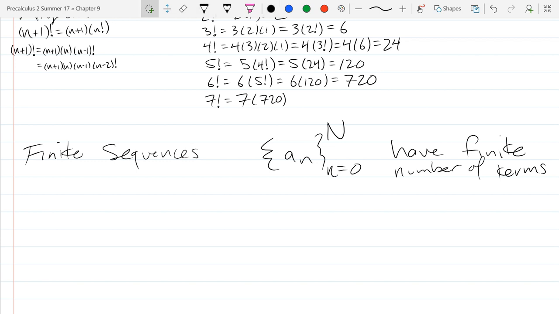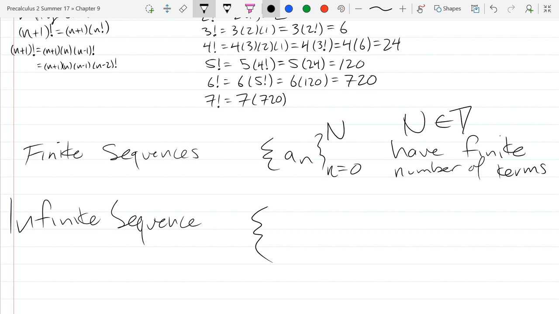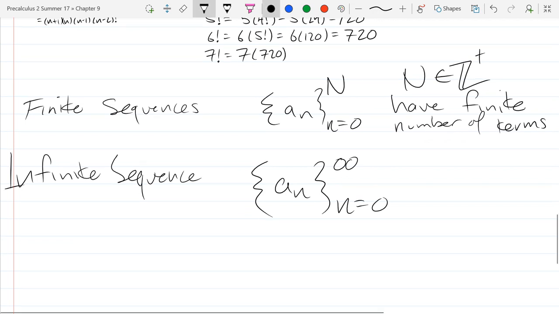Now, an infinite sequence is pretty much exactly the same as this, except there are infinite terms. And of course n is a positive integer. An infinite sequence is usually going to start at zero, but we're going to use infinity as the last index value. What that means is it goes on forever. So this has an infinite number of terms.